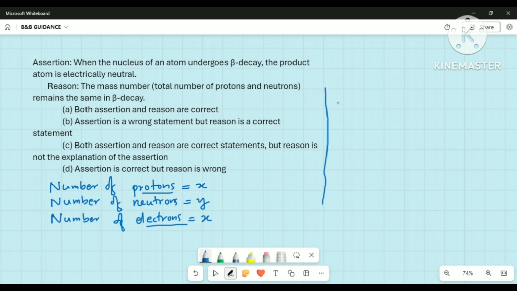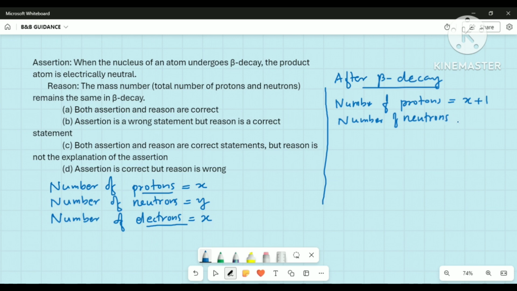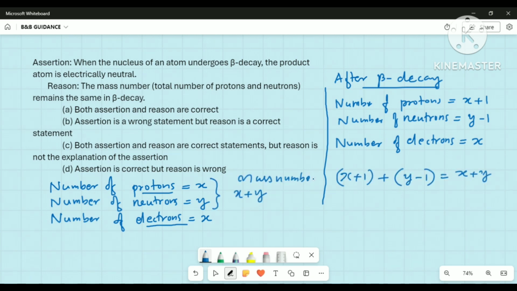A neutron releases a beta particle and changes to a proton. So after beta decay, number of protons in the nucleus will be 1 more than the previous value, x plus 1. And the number of neutrons will be 1 less than the previous value, that is y minus 1. What about the number of electrons? No, number of electrons in the orbit does not change. Thus, mass number, that is the total number of protons and neutrons, remains the same, but net charge of atom is not 0, as the number of proton is not equal to the number of electron. So the answer is assertion is a wrong statement, but reason is the correct statement.